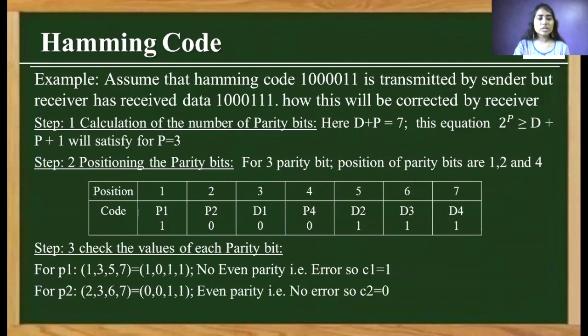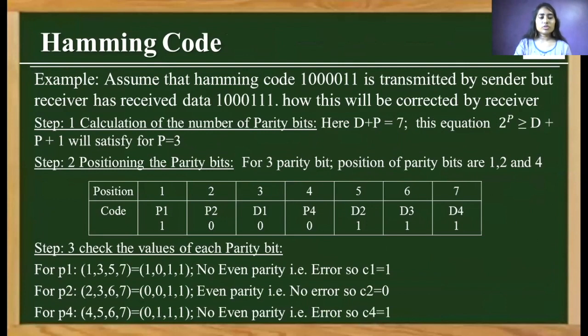Now for P2, we have to consider the combination, or positions, 2, 3, 6, 7. Now the second position has bit 0, the third position has bit 0, the sixth position has bit 1, the seventh position has bit 1. Now this combination 0, 0, 1, 1 has an even number of ones, that means even parity. That means no error in this combination. So for P2, the check bit C2 becomes 0 as there is no error.